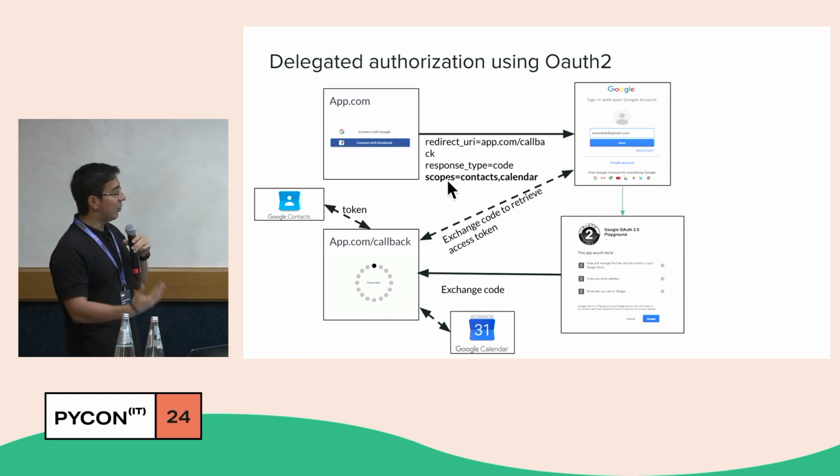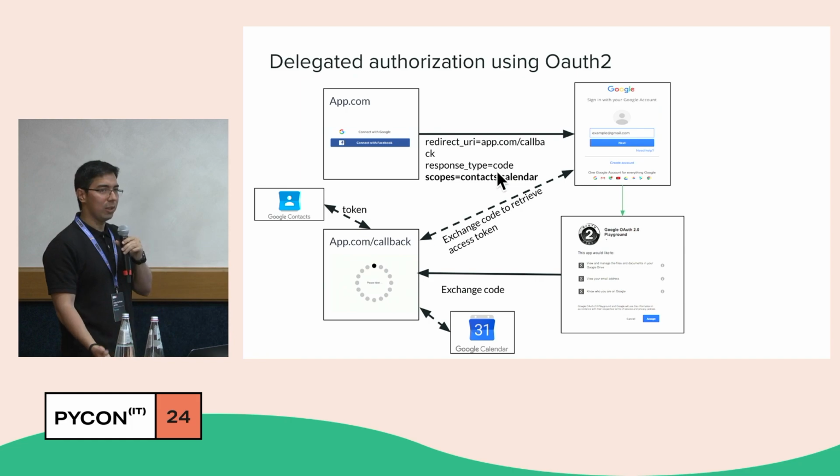So initially, when you register your application in Google accounts, you need to specify the scopes, or the possible resources, that you want the users to be able to get from you.